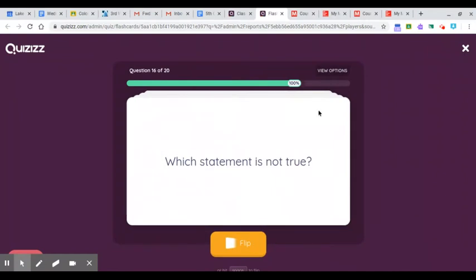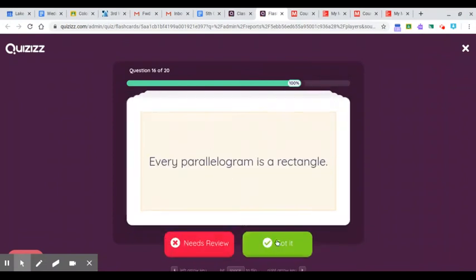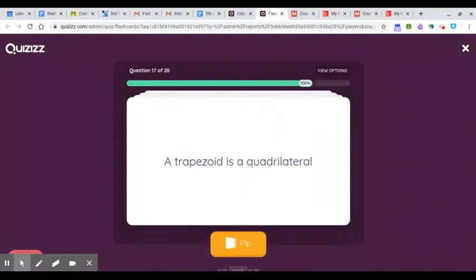All right, and so which statement is not true? We're looking for the false statement here. Every parallelogram is a rectangle. No, that's definitely not true. But instead of clicking this one first, I'm going to go through and make sure all of these sound right. So every square is a parallelogram. That's true. Every rectangle has 4 right angles. Absolutely. Every square has 2 pairs of parallel sides. Yep. So it's definitely every parallelogram is a rectangle. Kind of hard to say all these words after a while.